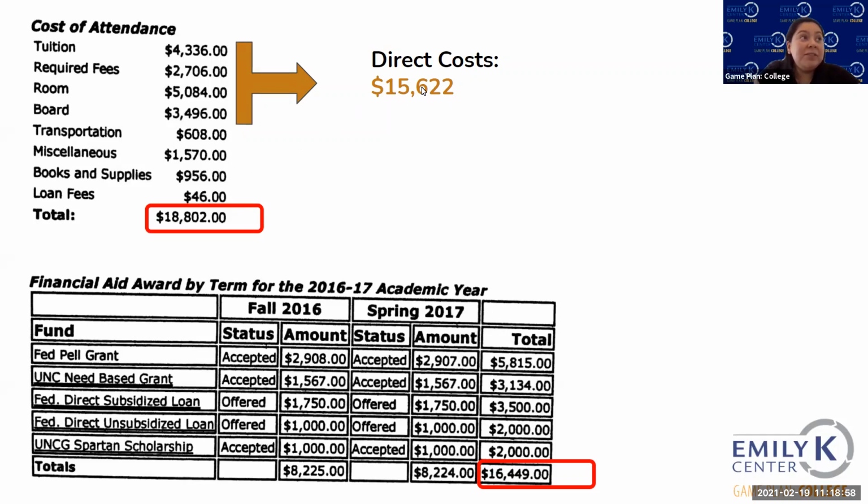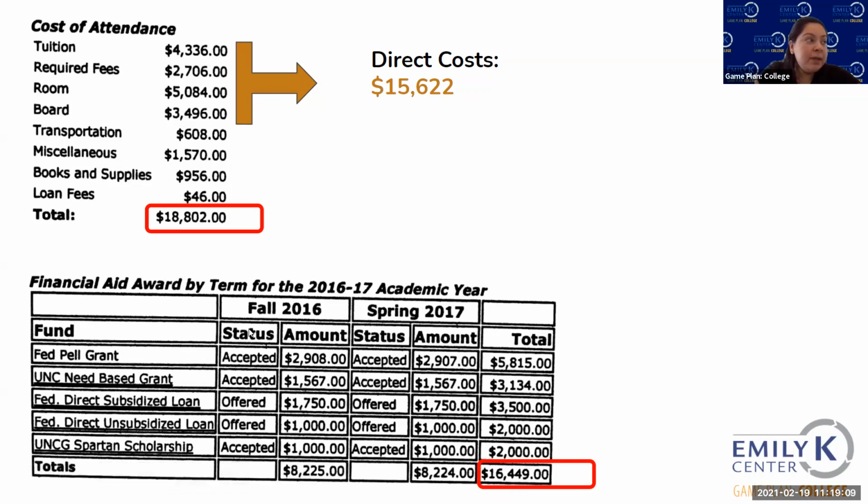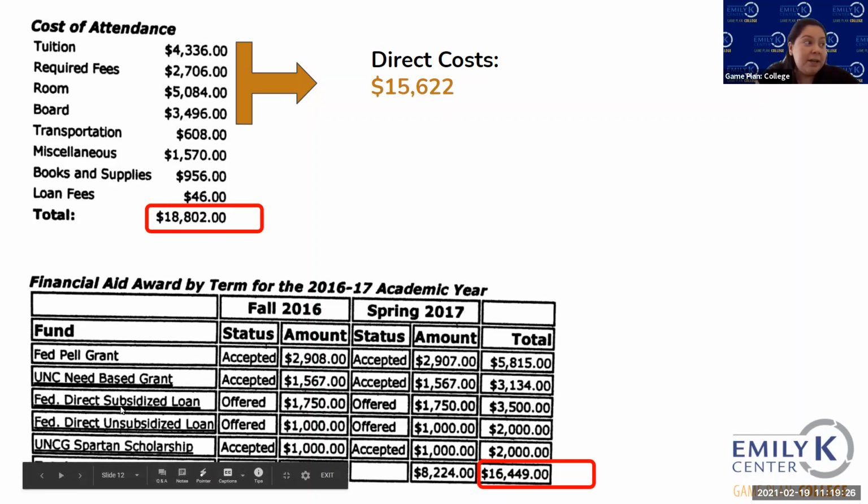So my direct cost is $15,000. Now my financial aid is $16,000. My financial aid will cover my full bill amount, which is good. And if we look line by line, the student had an EFC of 0, so they also should have gotten the max amount of money. They got the full Pell Grant, free money. North Carolina grant, more free money. They have a loan subsidized.